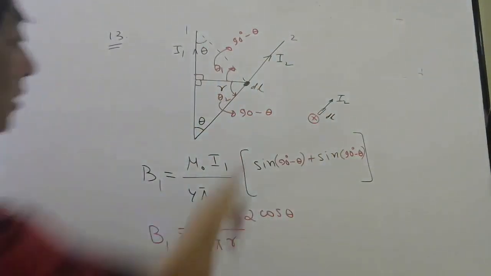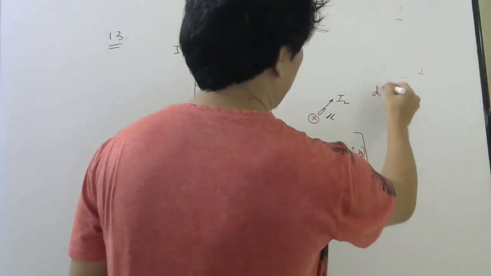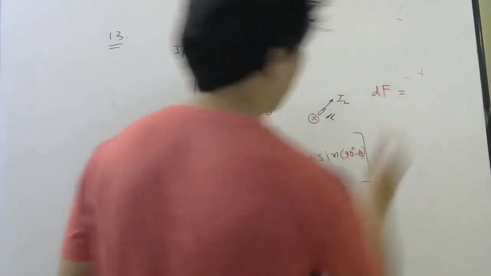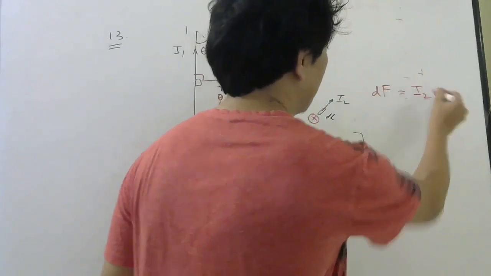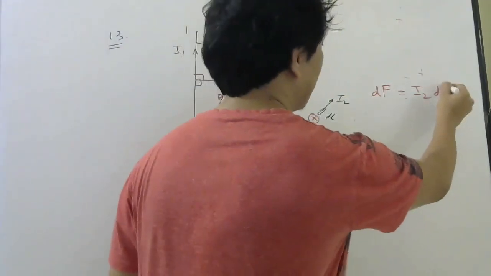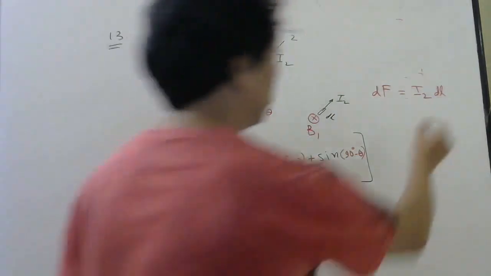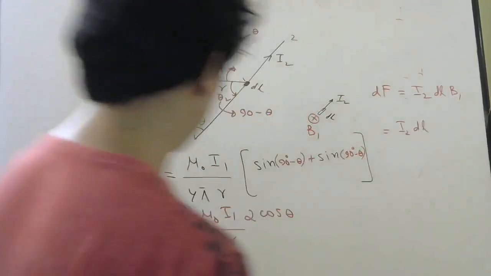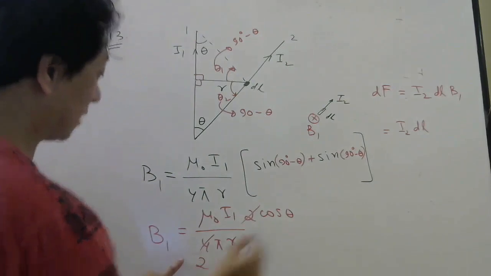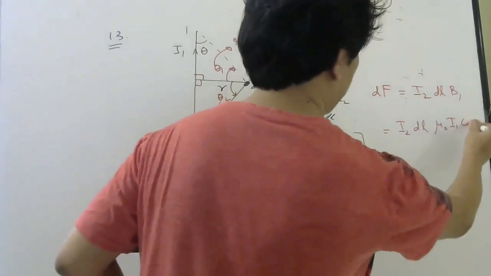Correct? Current on the second wire is this side. So force on this part, dl part, will be what? Force on this part we want. So current in this part is I2, length of this part is dl, and magnetic field here is B1, which is produced by this wire. So it will be I2 dl B1. What is B1? These two 2's are 4, you can cancel. So mu naught I1 cos theta divided by 2 pi r.